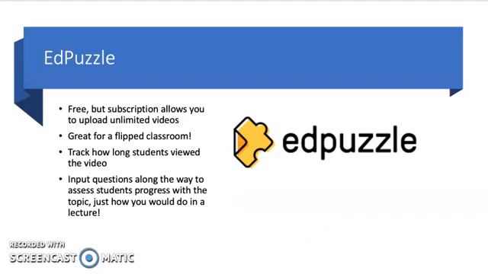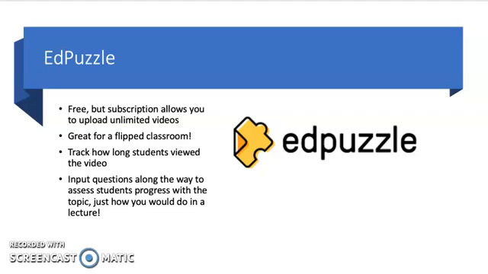The next thing I want to discuss is Edpuzzle. So Edpuzzle is free, but subscription allows you to upload unlimited videos. It's great for a flipped classroom. So you can track, actually, after you upload those videos, how long students viewed that video. Another great part about Edpuzzle, which adds an assessment, is you can input questions along the way to assess students' progress with the topic. So just how you would do in a lecture by asking a question, you can pause that video, will pause for you, and those questions will come down.